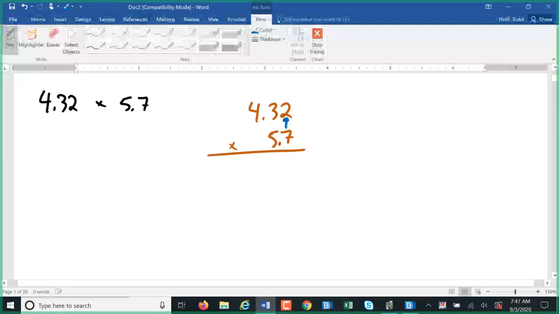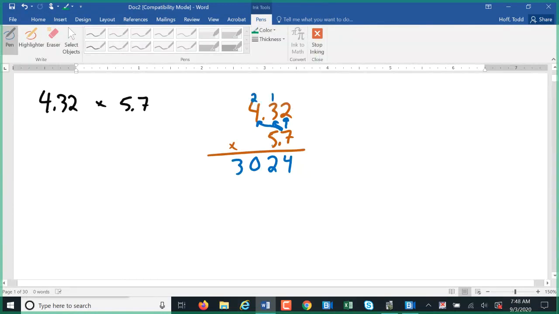So I'm going to do the 7 times 2, which is 14. So it's 4, carry the 1. 7 times 3 is 21, plus the 2 we carried is 22, so 2, carry the 2. And 7 times 4 is 28, plus 2 is 30, so that's 0, carry the 3.